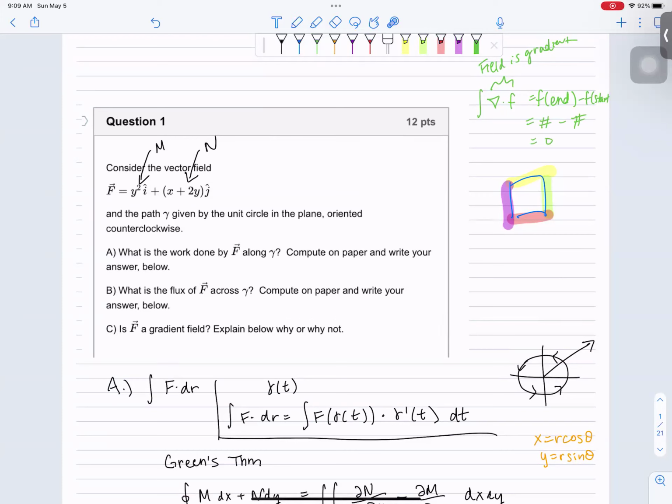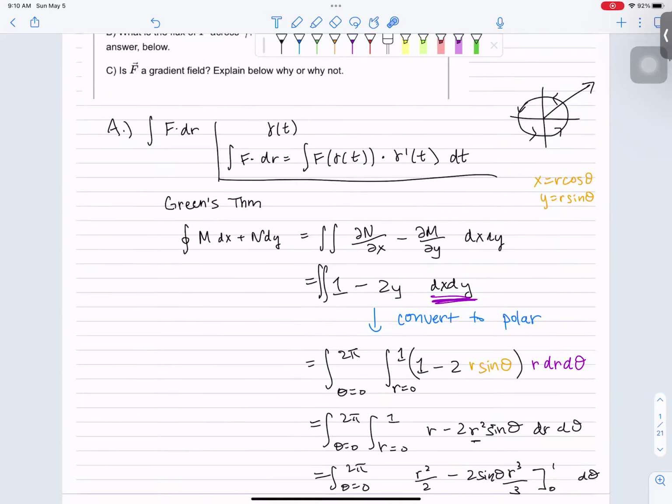But in general, work doesn't give you 0, even if it's a closed path. See how with Green's theorem, it was a closed path, but the answer wasn't 0.